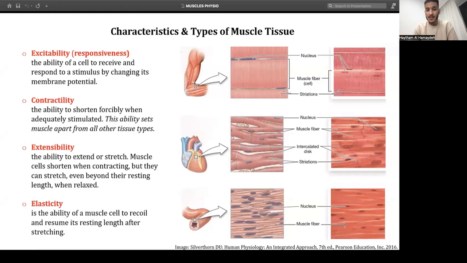Contraction, extension, and elasticity are some major characteristics of the muscles. And we can see different types of muscle tissue here. This is the skeletal muscle, these are the cardiac muscles, and these are the smooth muscles.